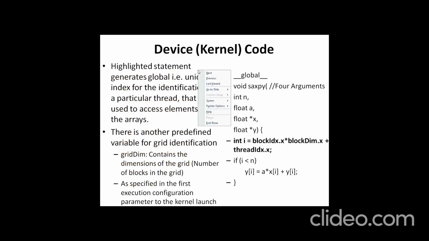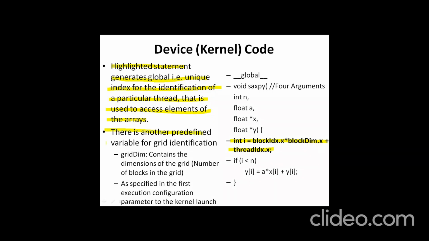Now this highlighted statement generates the global, that is, a unique index for identification of a particular thread within a grid. This index is also used to access the elements of the arrays.